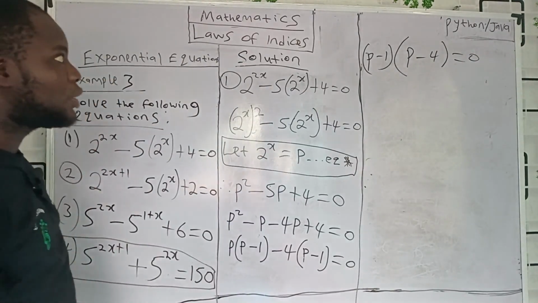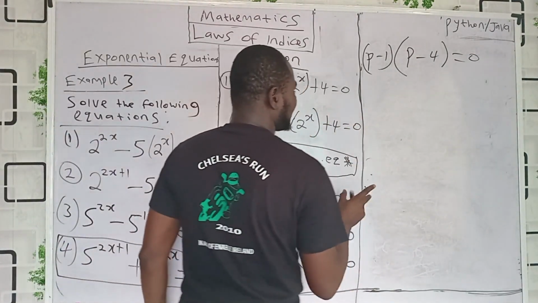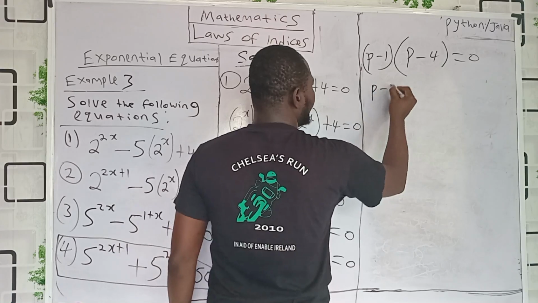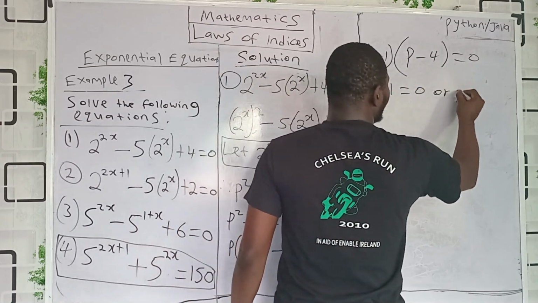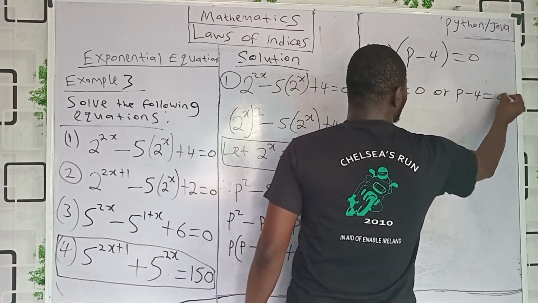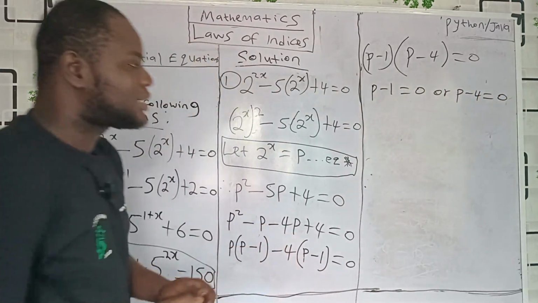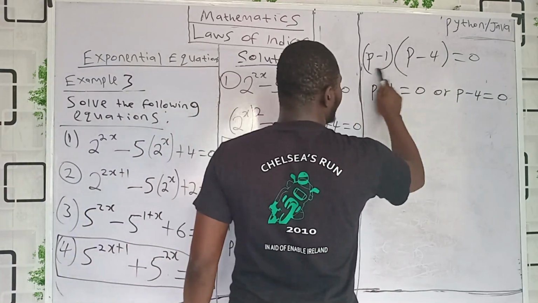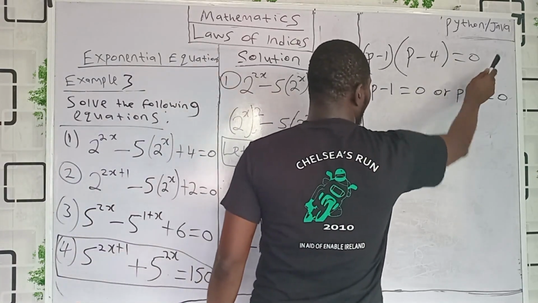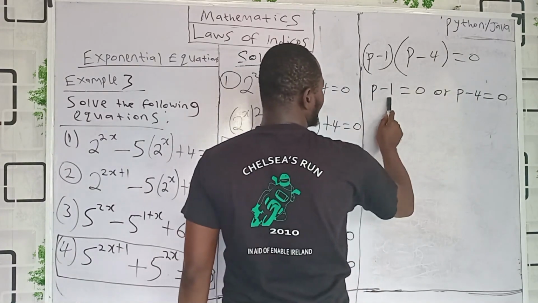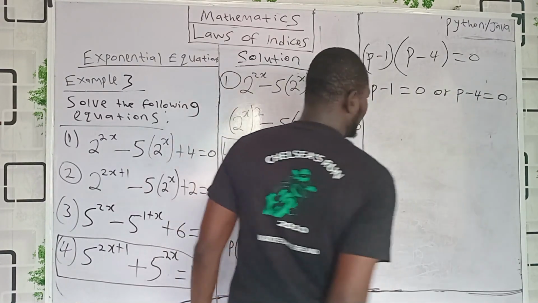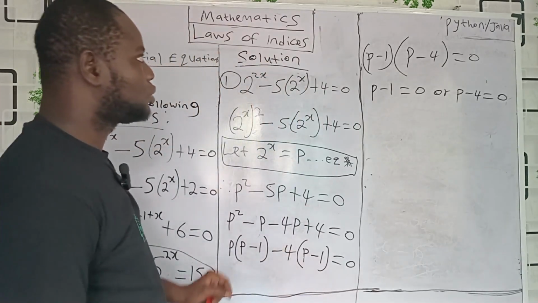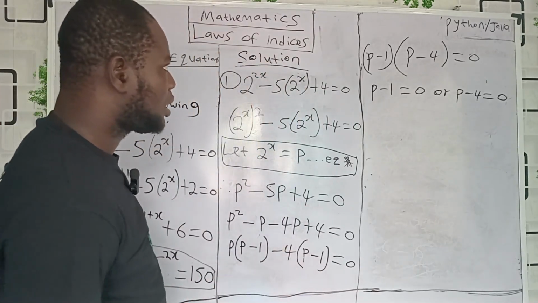And when you have something like this, mathematically, it is either p minus 1 is equal to 0 or p minus 4 equal to 0. What you are saying is, for these two things to be multiplied together to give us 0, it is either p minus 1 is 0, or p minus 4 equal to 0. Are you with me?